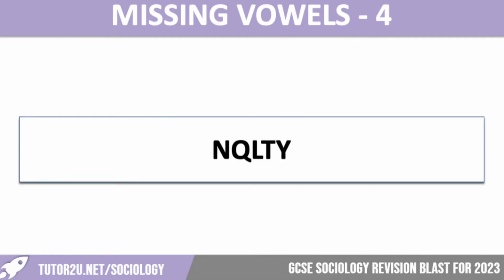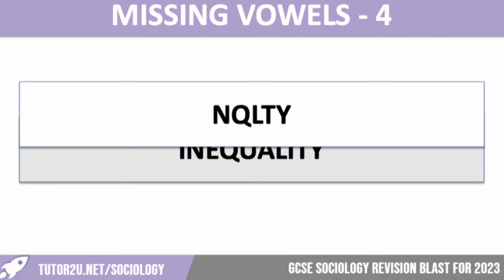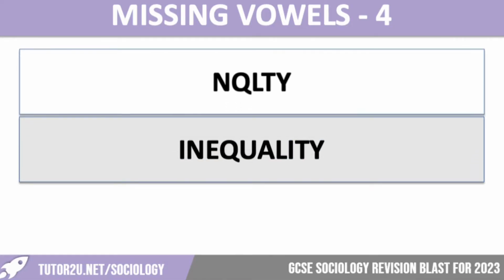Number 4. So quite an easy key term here, but some of the letters are missing, so obviously it makes it look quite tricky. Have we worked it out? It is inequality, so the idea of unfairness in society, some people being really rich and having a very lavish lifestyle, and other people at the other end really, really struggling, and that sort of gap between rich and poor.